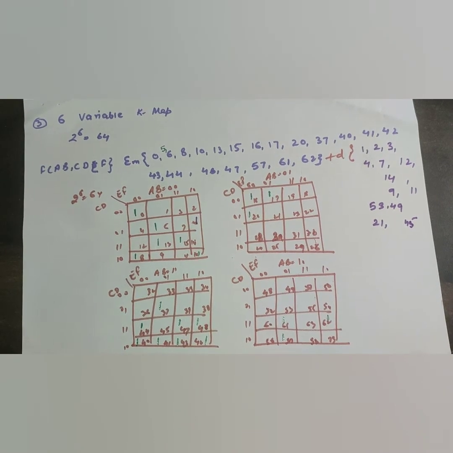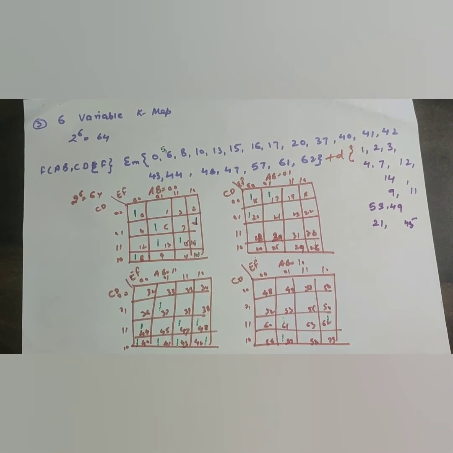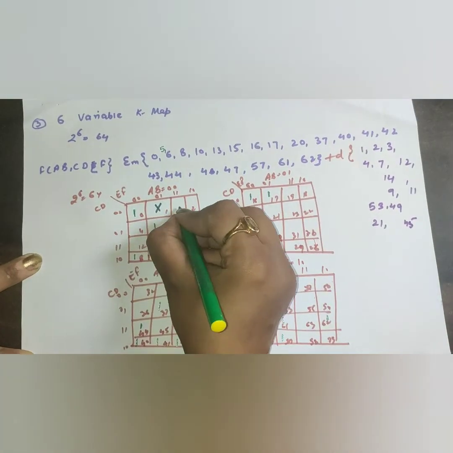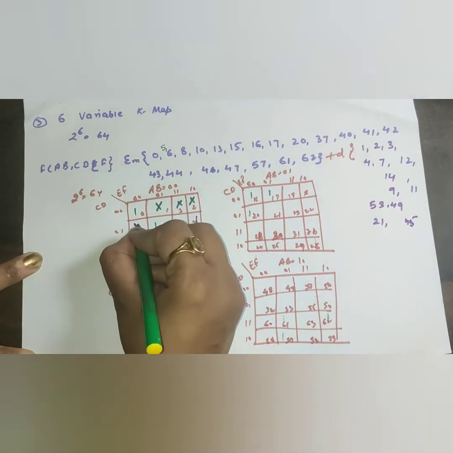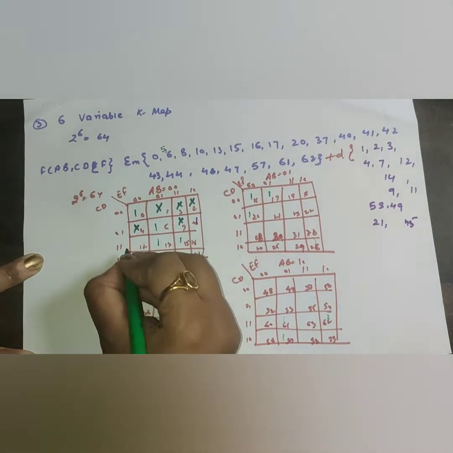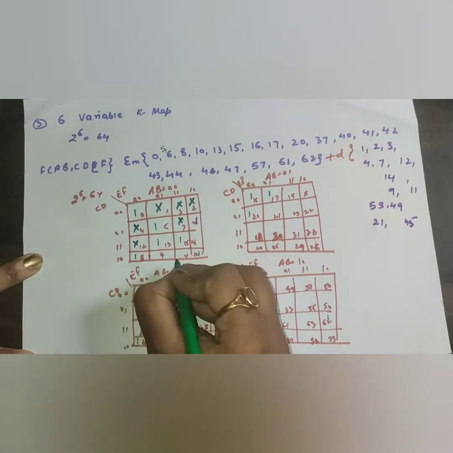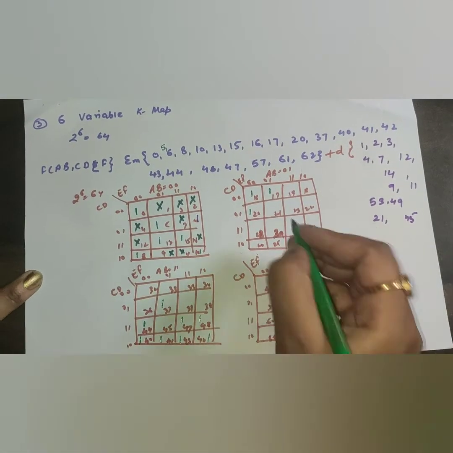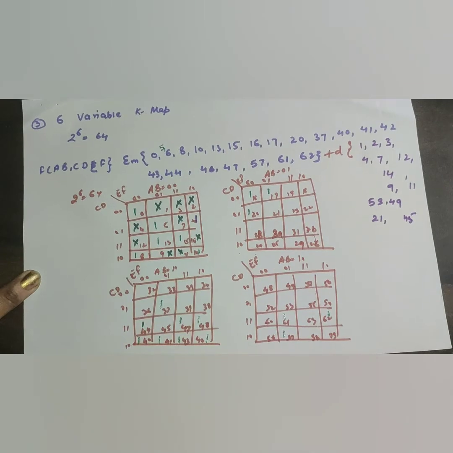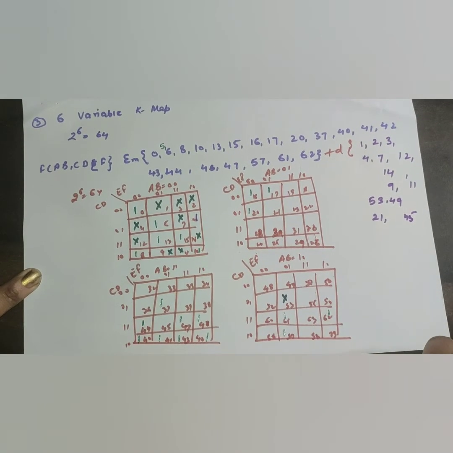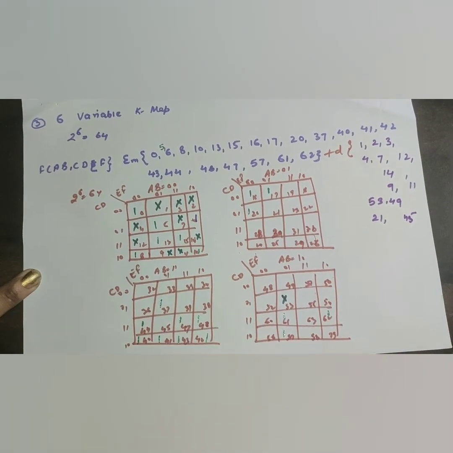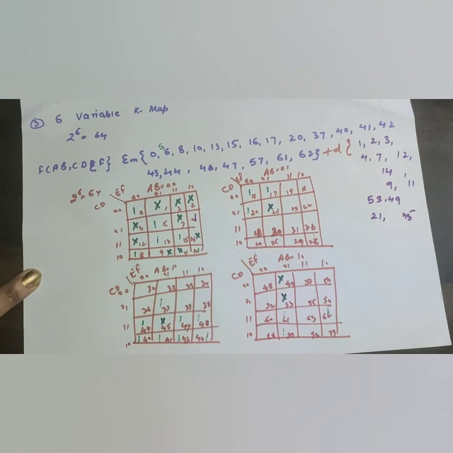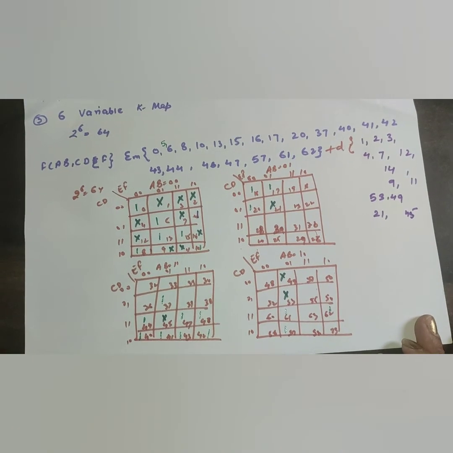So we should write these don't care conditions in our questions. So we should consider these also. 1, 3, 2, 4, 7, 12, 14, 9, 11. Okay, now there is 11, 53, 49, 45 and 21. These are some don't care conditions over here.